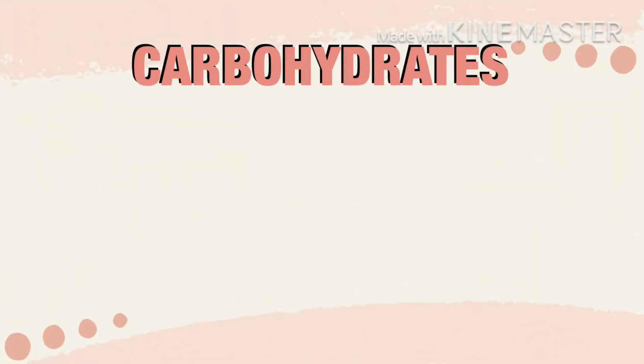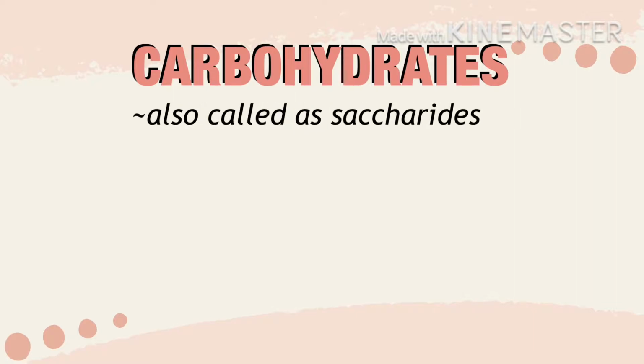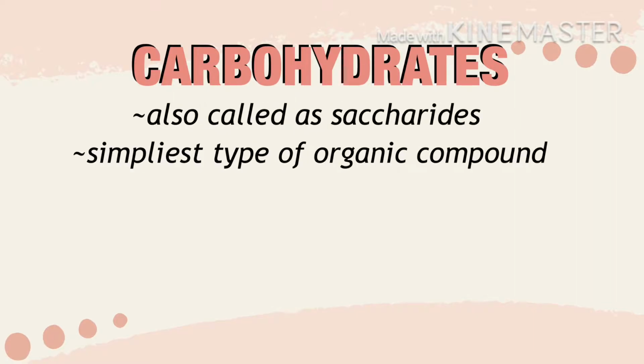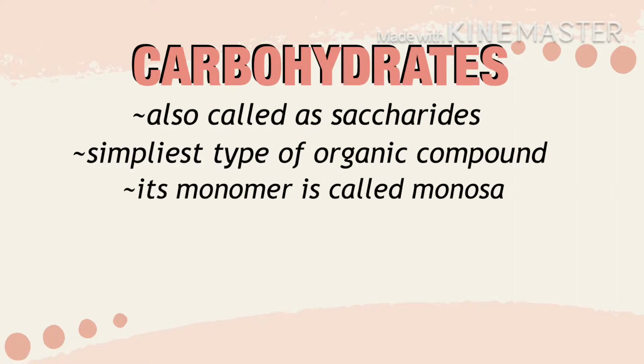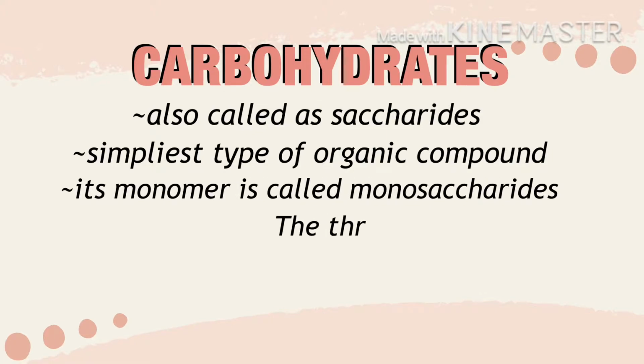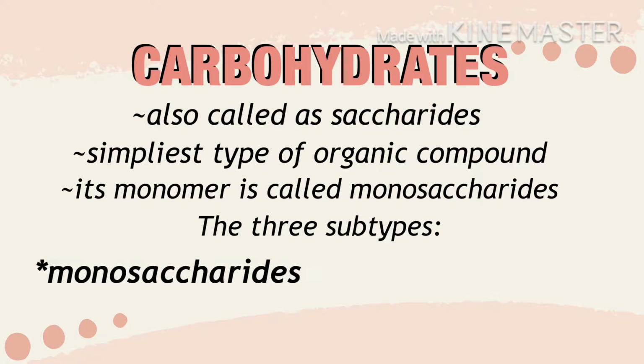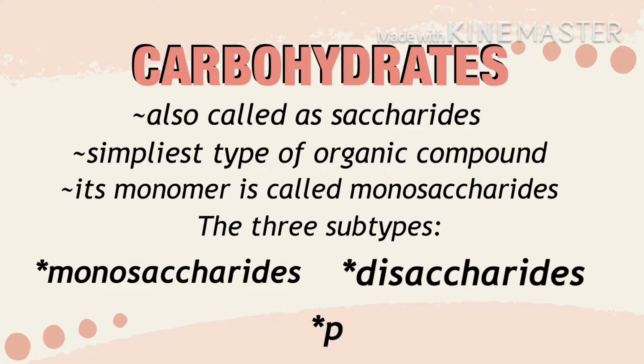Carbohydrates. Carbohydrates are also called saccharides. It is the simplest type of organic compound. Its monomer is called monosaccharides, and it is classified into three subtypes: monosaccharides, disaccharides, and polysaccharides.